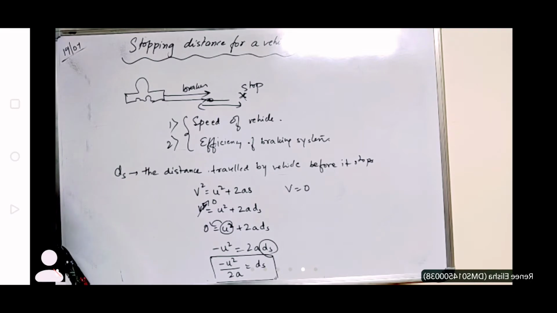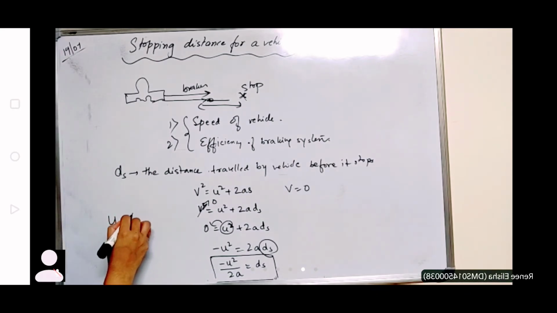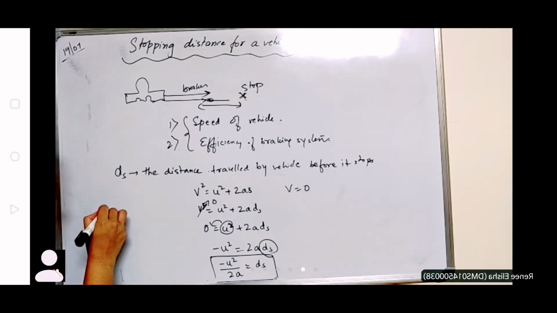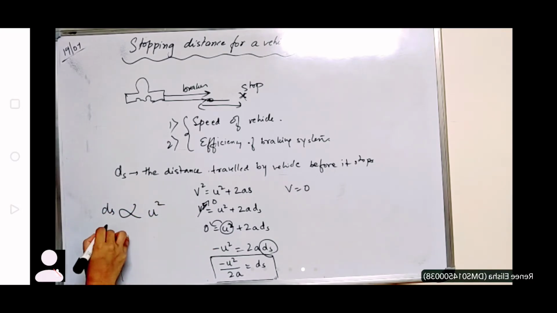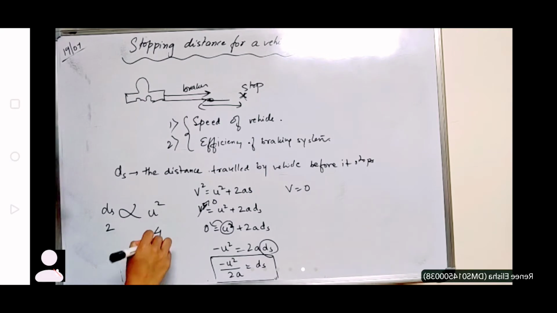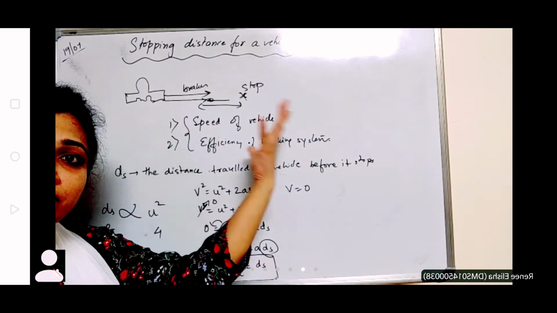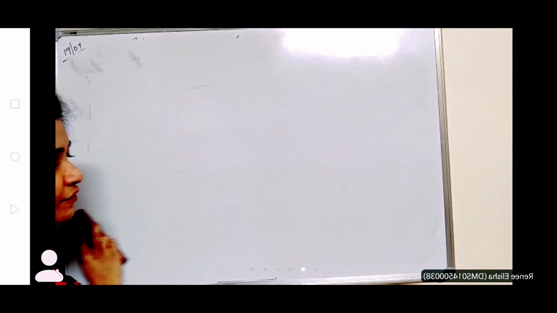So the stopping distance is directly proportional to the square of the initial velocity, right? If the initial velocity is doubled, then the stopping distance increases by a factor of 4. Yes or no, children? That means ds is directly proportional to the square of the initial velocity. If this is 2, then this becomes 2 square, which is 4. So if I'm doubling this, then it becomes 4 times, a factor of 4. This is a topic with which we can solve a lot of problems.